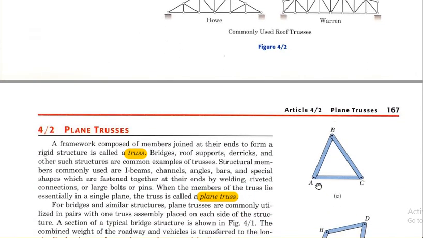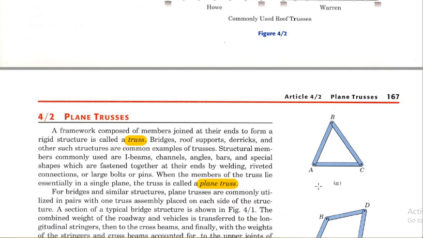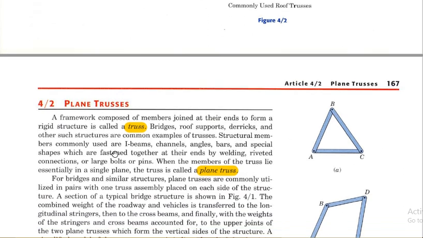So what is a truss? A framework composed of members joined at their ends to form a rigid structure is called a truss. Bridges, roofs, forts, barracks and other structures are common examples of trusses, in which I-beams, bars, channels and angles are joined to form a connection by using welding. Riveted or large bolts are used to connect these members together to form a truss. And if a truss lies in a single plane, then it is known as a plane truss.